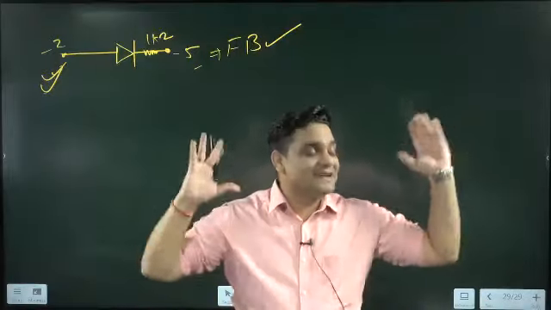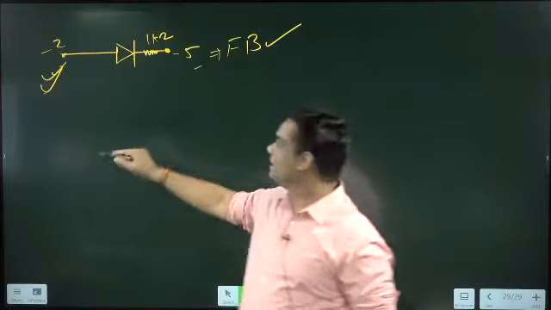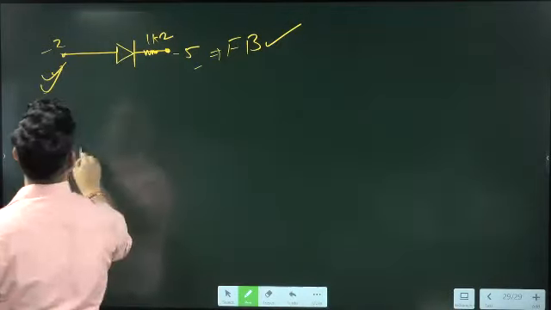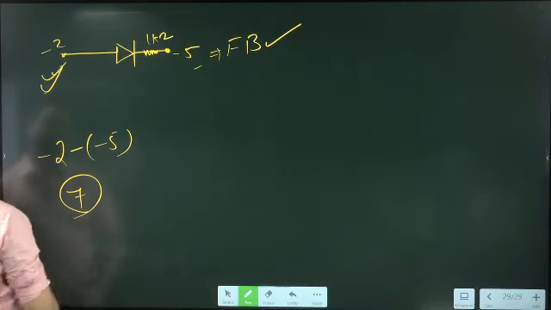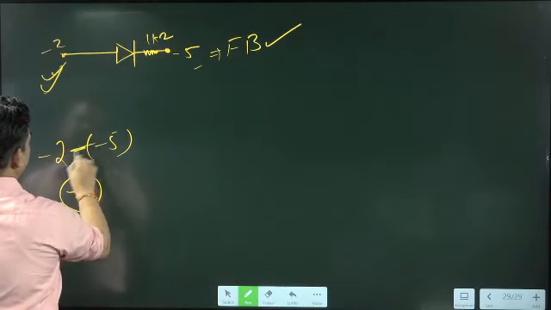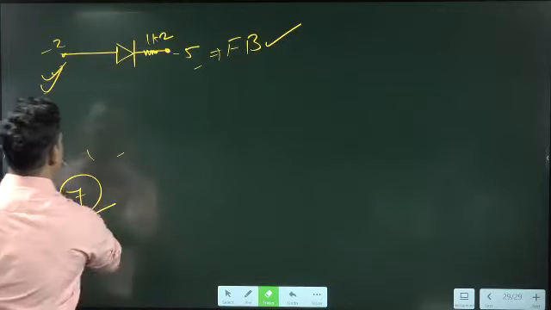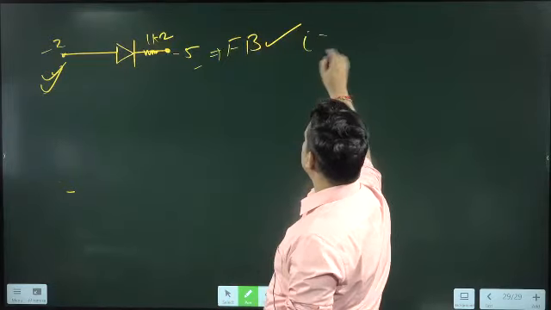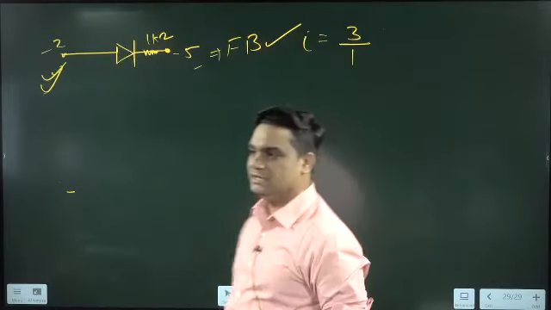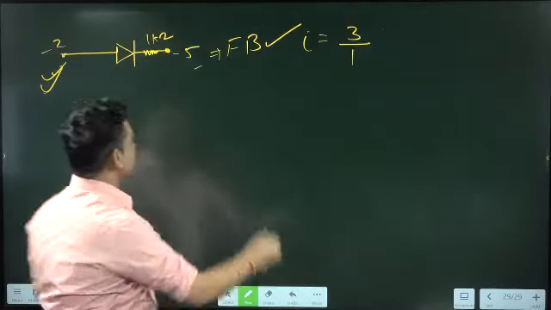And the difference between minus 2 and minus 5 is 7 or 3? Some people are doing it like this, sir, I'm getting 7, minus 2, minus 5. No, minus 2, minus 5, and the difference is how much? 3. So in this one, the current will be equal to 3 by 1, that will be 3 milliampere. Clear?